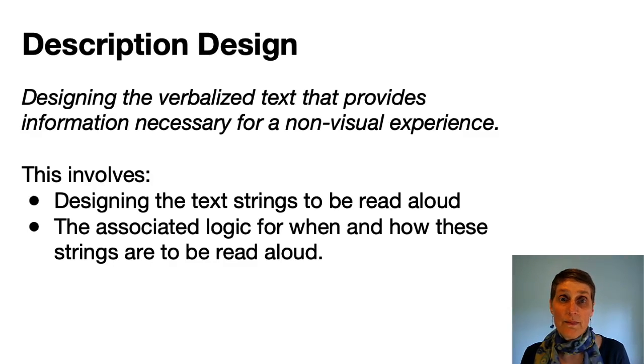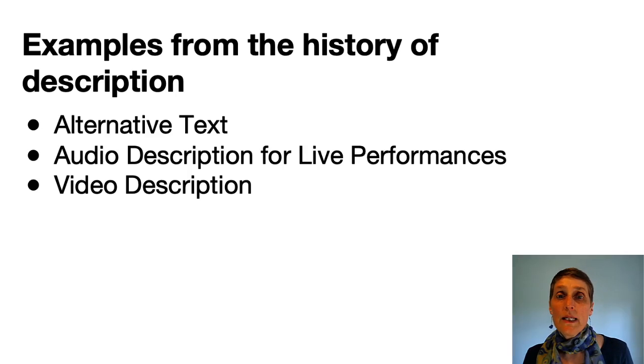Luckily, there is a long history of description work we can look to for examples and guides. Some well-known examples of description include alternative text or alt text, which is short text descriptions provided for digital artwork, photos, and images on the web. Auditory description for live performances such as theater and opera, and for movies.